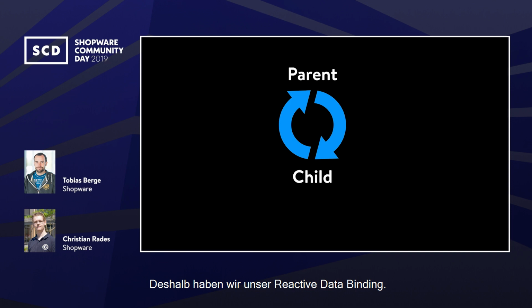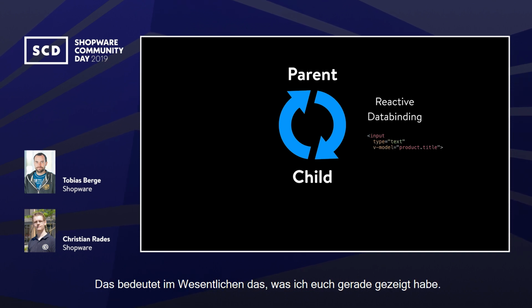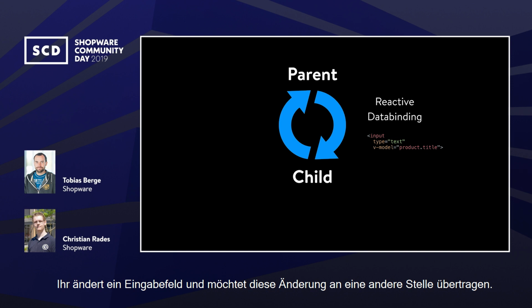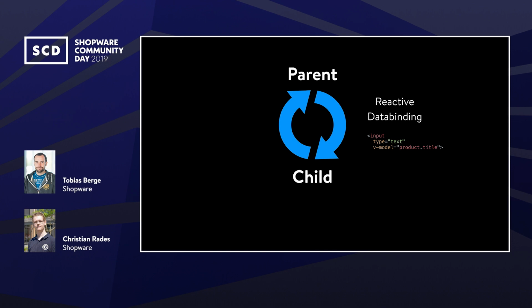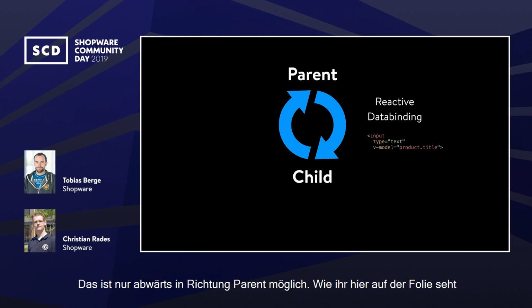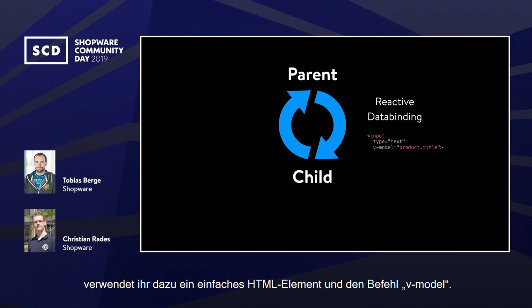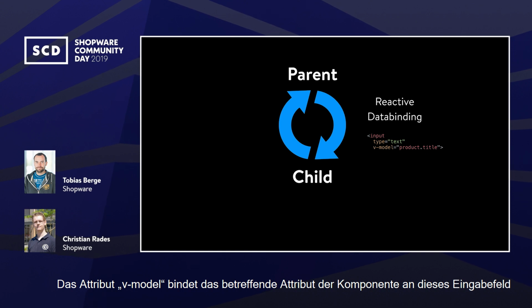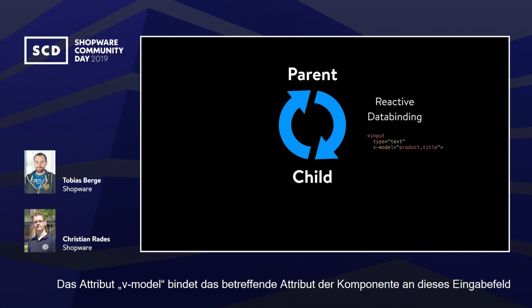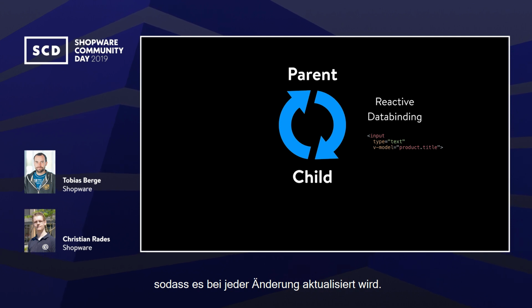So we have our reactive data binding. This basically means what I just showed you. You change an input field and you want to bubble that change to somewhere else. The only way this is possible is downwards, towards the parent. And you can do that just as you see on the slides with a simple HTML element and the command v-model. The v-model attribute binds the given attribute of the component to this input field, so it gets updated on every change.